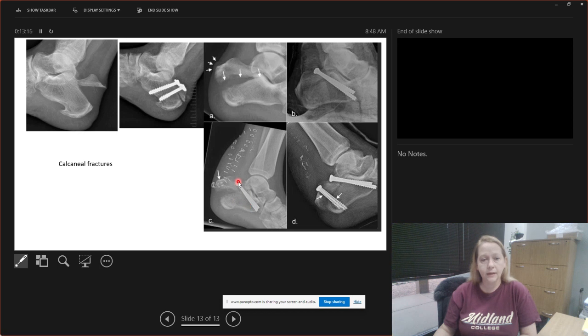Here's another surgery that didn't look like it quite did so well. I see 2 screws here. Maybe that was a previous fracture. And then there's another fracture right here. So they had to come back in and put in 2 more screws. Isn't that awesome? That's crazy. All right, so that's the end of calcaneal fractures. Yay!